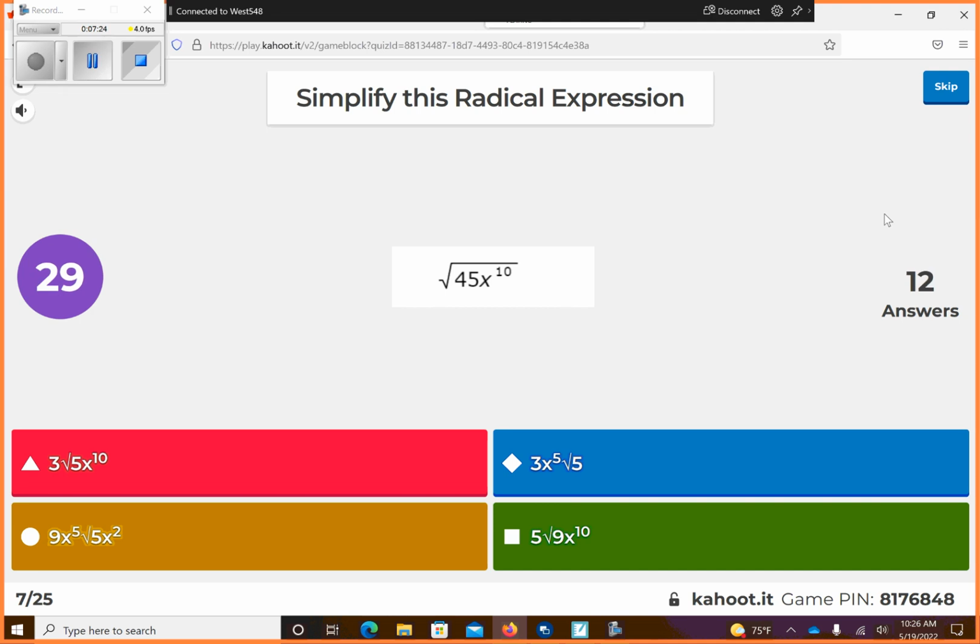Hey, Mikey. If you got your phone, you can still jump in. It's Kahoot.it. Okay, you're good. The pin's at the bottom right. So if you go to Kahoot.it.